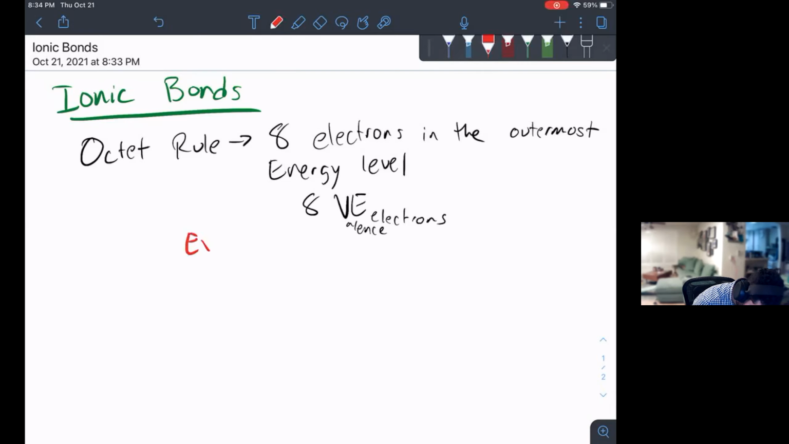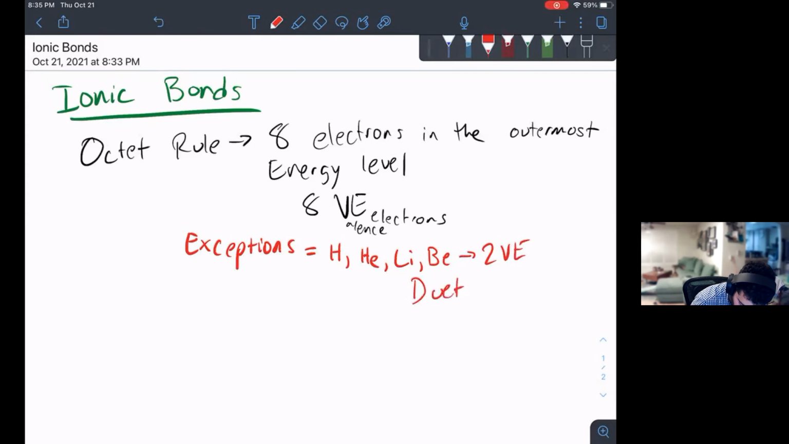We'll do some quick exceptions. Usually hydrogen, helium, lithium, and beryllium will settle for 2 valence electrons, and we call this the duet rule. Duet, meaning 2, like oct means 8. It's pretty easy to see where these names come from.